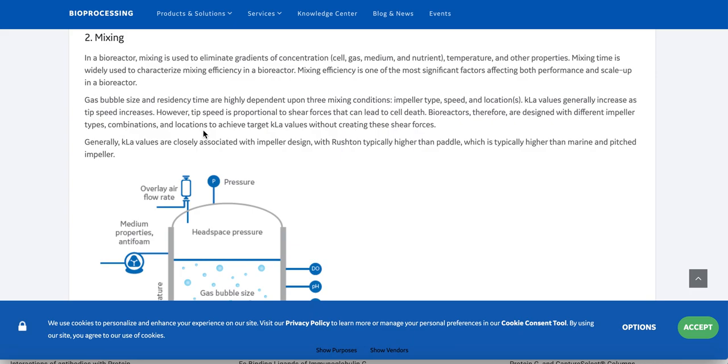KLa values generally increase as tip speed increases. However, tip speed is proportional to shear forces that can lead to cell death. Bioreactors therefore are designed with different impeller types, combinations, and locations to achieve target KLa values without creating shear forces.